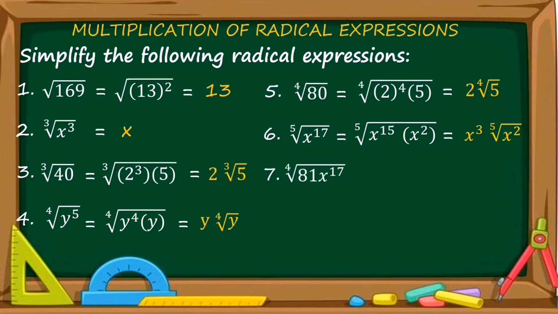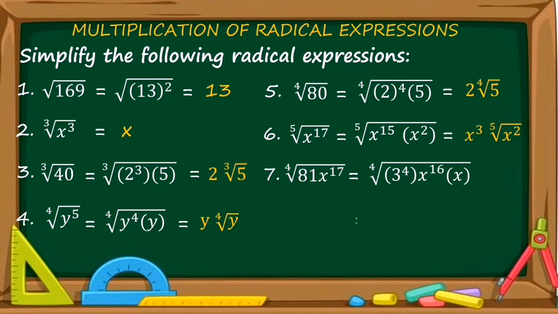The number 7, fourth root of 81x raised to 17. The same procedure, we are going to factor the radicand, and it is equal to the fourth root of 3 raised to 4, x raised to 16 times x. The factors of 81 is 3 times 3 times 3 times 3, or in short, it is 3 raised to 4. And then, x raised to 17 is x raised to 16 times x.